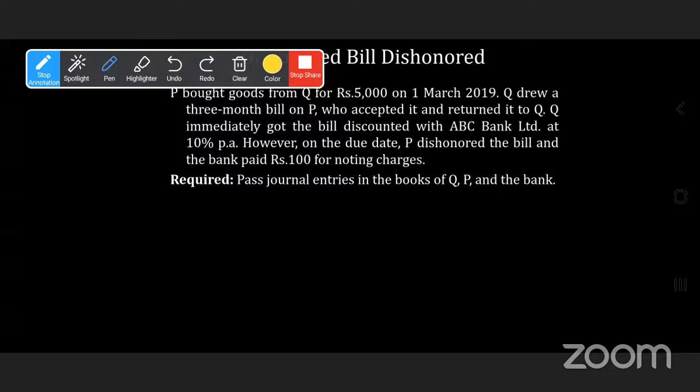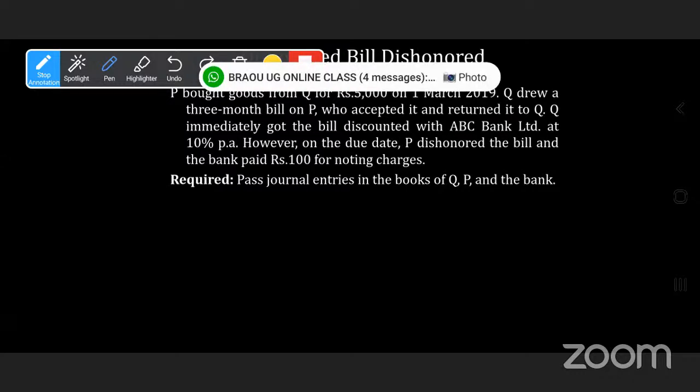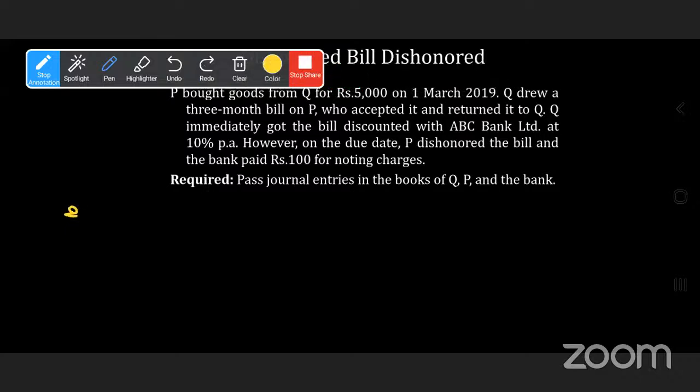Next. Q immediately got the bill discounted with ABC Bank Limited at 10% per annum. So immediately he took the bill to the bank and got it discounted. Now you have to write the entry. What is the date you have to mention here? 1st March. Give the entry.